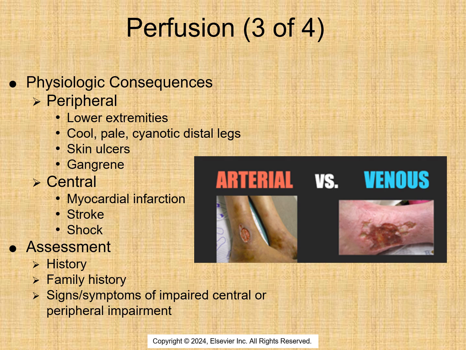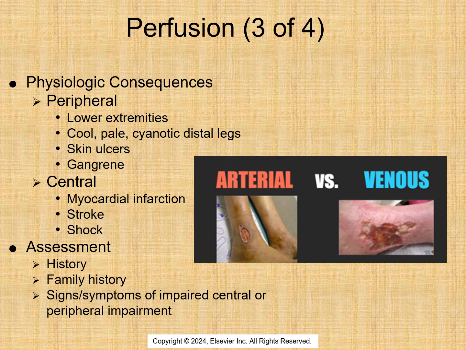We'll talk about this a little bit later on when we talk about vascular disorders, their location, whether they're medial or lateral. Then central consequences of impaired perfusion could include myocardial infarction. Okay, so blood flow is impeded to the blood vessels that feed the heart muscle. Blood flow impeded to the vessels that feed the brain could result in a stroke. And blood flow impeded to the system would cause shock.